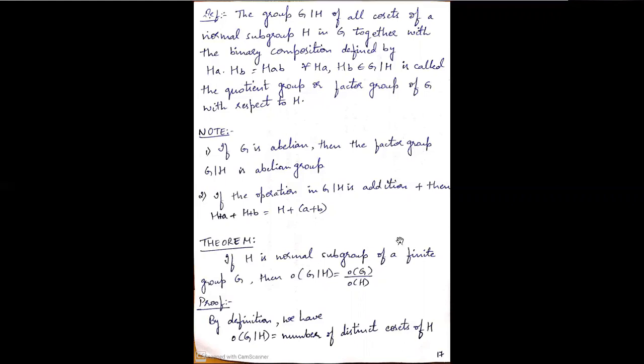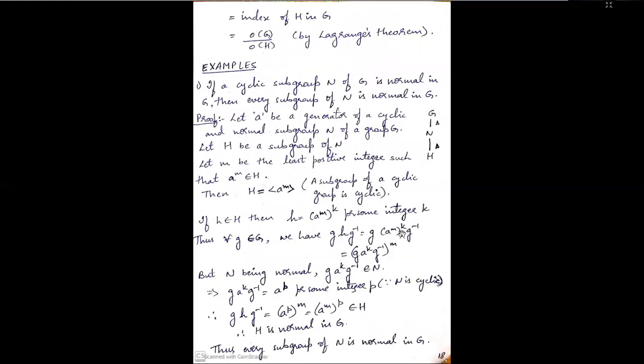If H is a normal subgroup of a finite group G, then the order of G by H is equal to the order of G divided by the order of H. The proof is, by definition, the order of G by H is nothing but the number of distinct cosets of H, and the number of distinct cosets of H is nothing but the index of H in G, and the index of H is given as order of G by order of H, that is by Lagrange's theorem. Lagrange's theorem you would have already studied in the previous semester. Lagrange's theorem states that the order of any subgroup divides the order of the group. So we have the index of H in G is equal to the order of G divided by the order of H, and that will be the order of G by H.